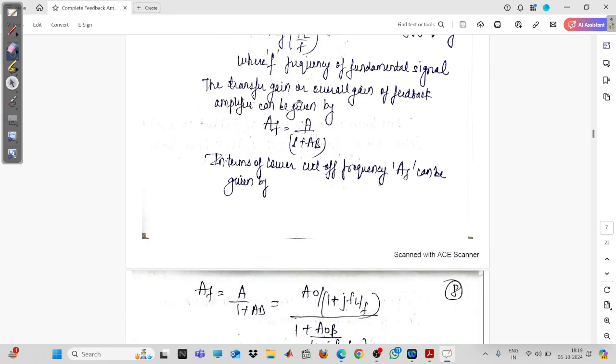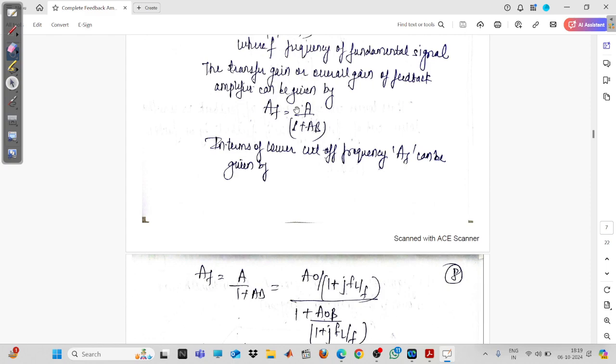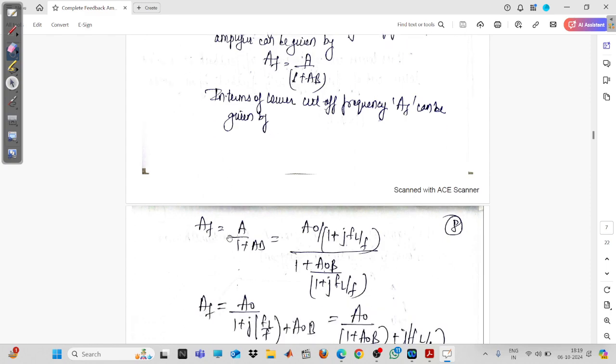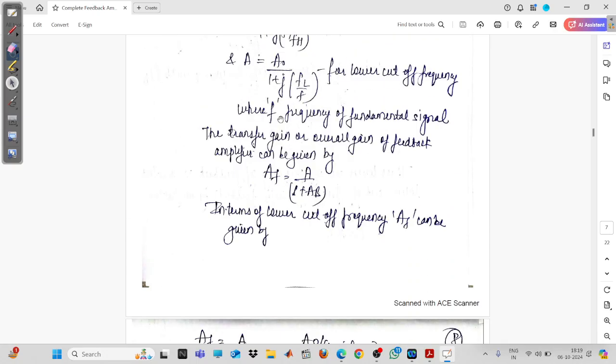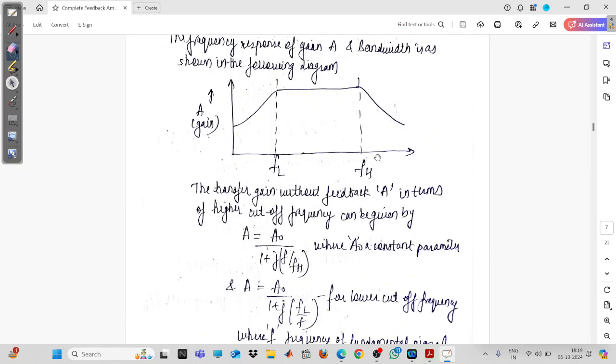value. Okay, first we will take the higher cutoff frequency, or you can say lower cutoff frequency. So AF will be equal to A upon 1 plus A beta. We will write A in terms of frequency, because right now our main intention is to increase the higher cutoff frequency and decrease the lower cutoff frequency. This is our main intention. You want to increase the cutoff frequency here and reduce the cutoff frequency here.